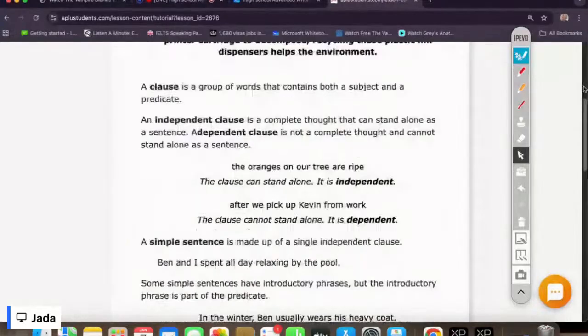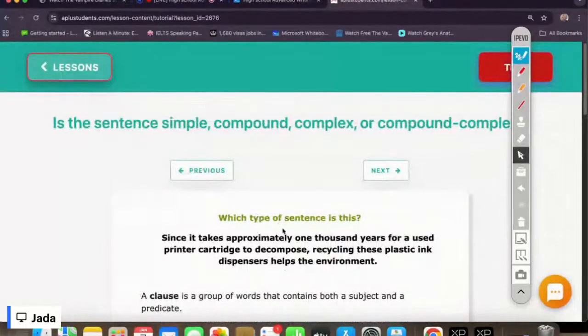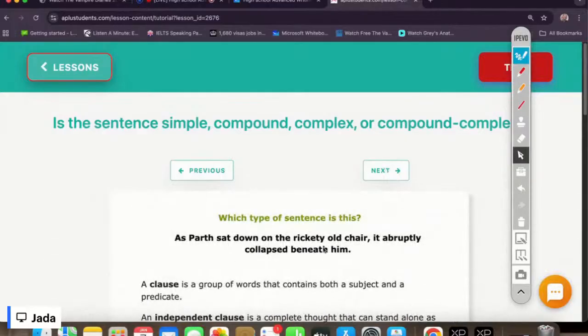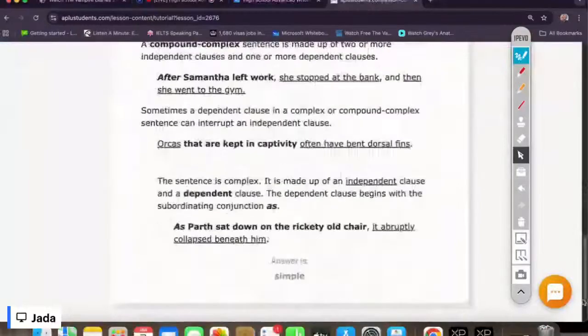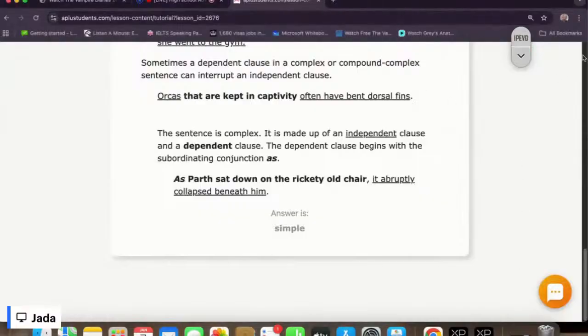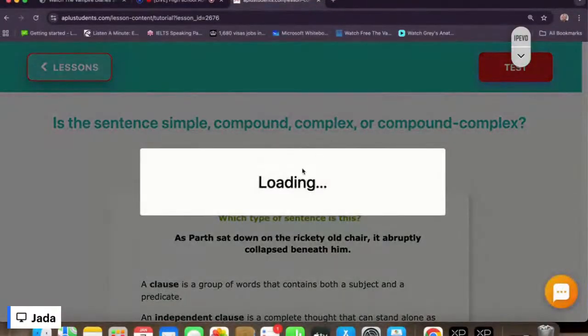Okay, so let's look at the examples. Which type of sentence is this? Since it takes approximately 1,000 years for a used printer cartridge to decompose, recycling this plastic ink dispenser helps the environment. So since, this is what? Complex sentence. Then: As Pat sat down on the rickety old chair, it abruptly collapsed beneath him. We have what here? Simple sentence. Alright, let's go to the test and you can share your answers with me, okay?